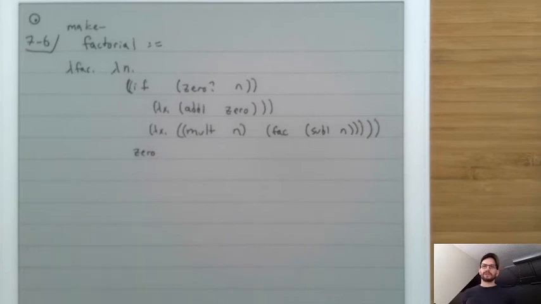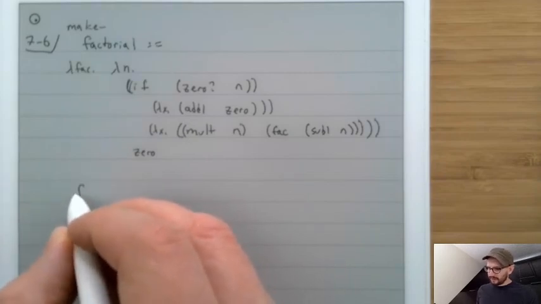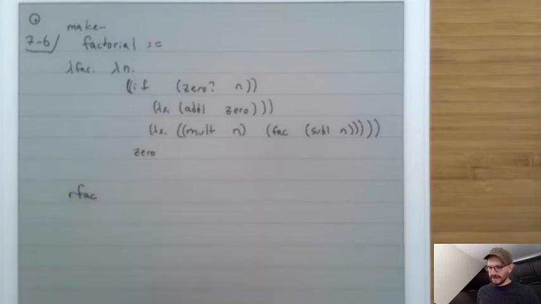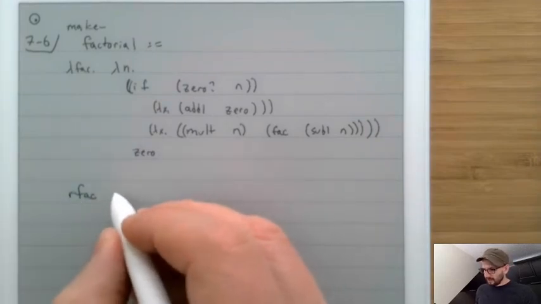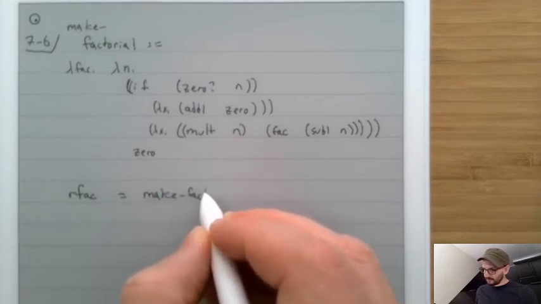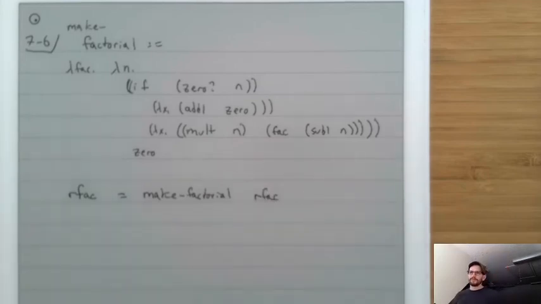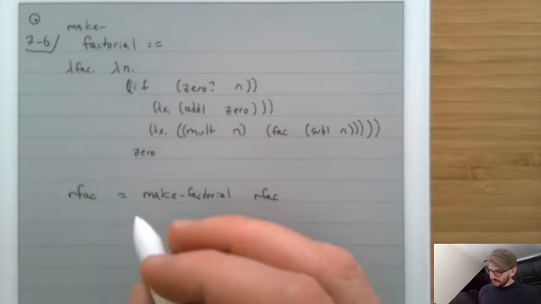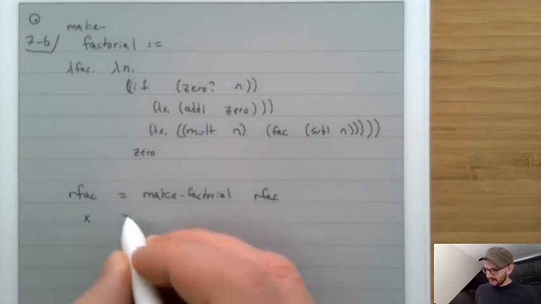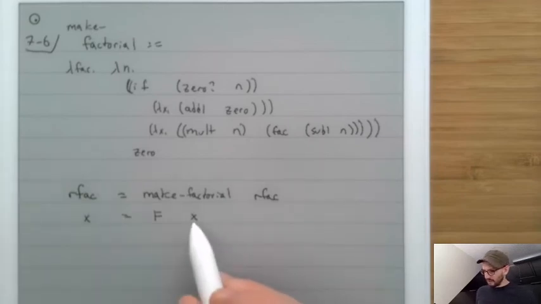Again, we have a system of equations. What we would like is a solution to the following thing. We want to figure out the real factorial function, which we'll call rfac, and we want that to be equal to calling make factorial on the real factorial function. This is what's called a fixed point, because we would like to have a value x that when we send into a function f, we get back the same thing. We start with x, we send it into f, and we get back x.